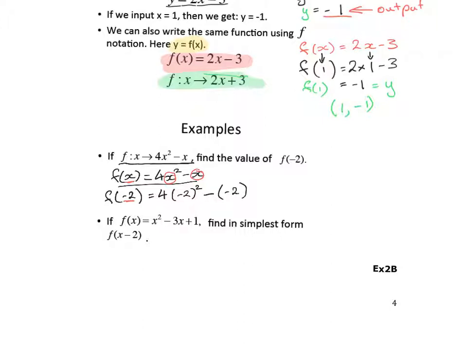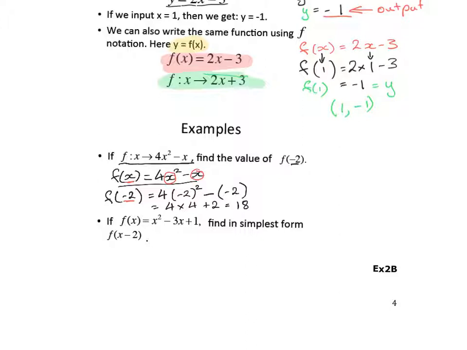I'm just going to emphasize the brackets. So I've replaced x with negative 2, and then I work that out. That becomes 4 times 4, and that becomes plus 2, which is 18. So again, I want to stress that if you were to draw this function, that becomes the point.